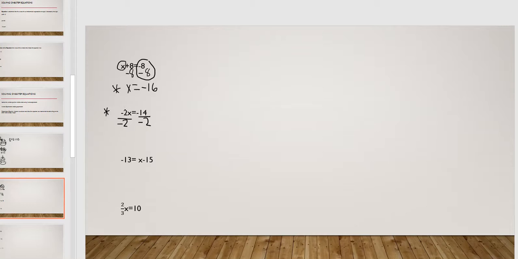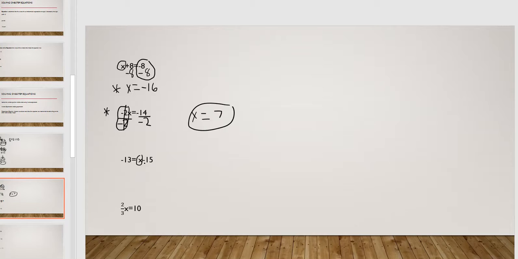What you want to be very careful of is this is a negative 2. So the only way that this is going to be a positive 1x is if we divide by a negative 2. So that's going to give us a positive 1x. Negative 2 divided by negative 2 leaves us with a positive 1x equal to negative 14 divided by negative 2, which is positive 7.